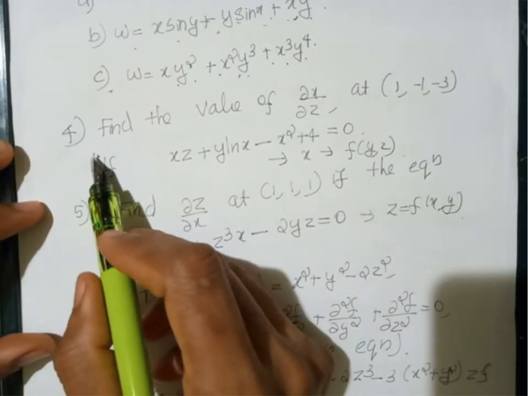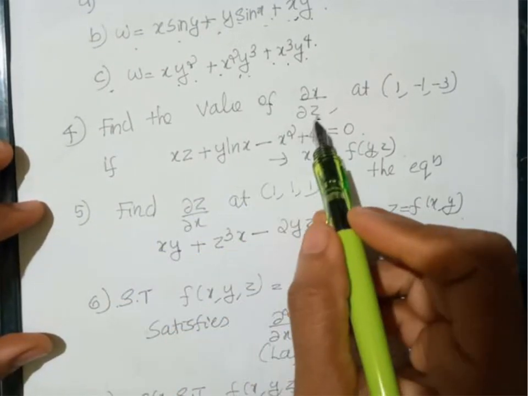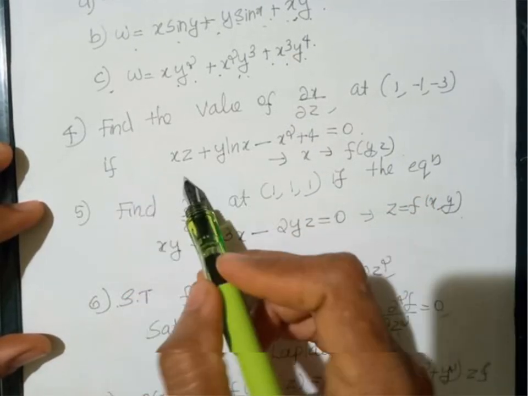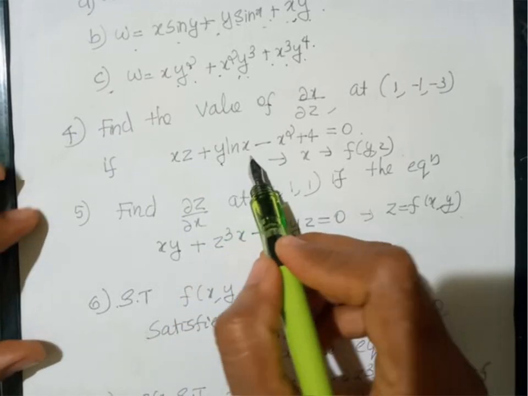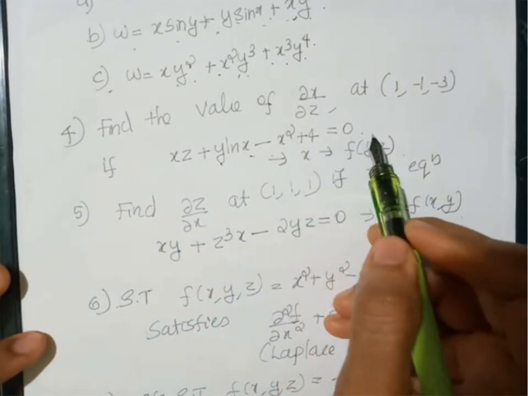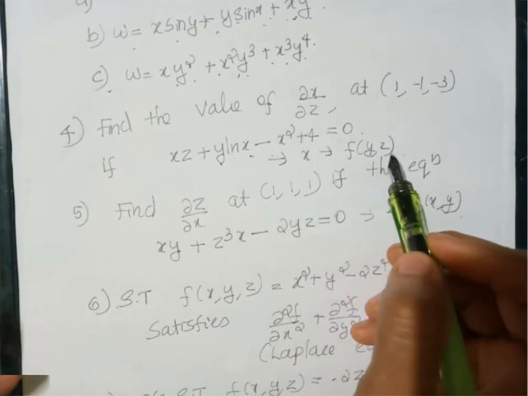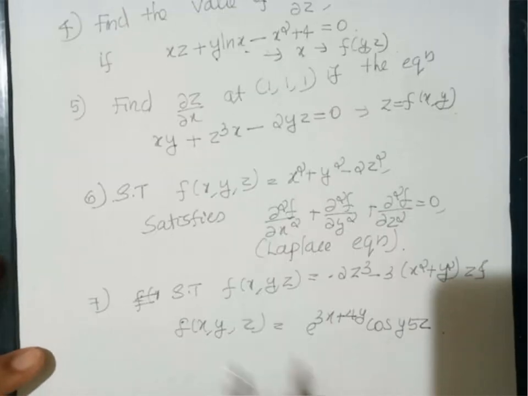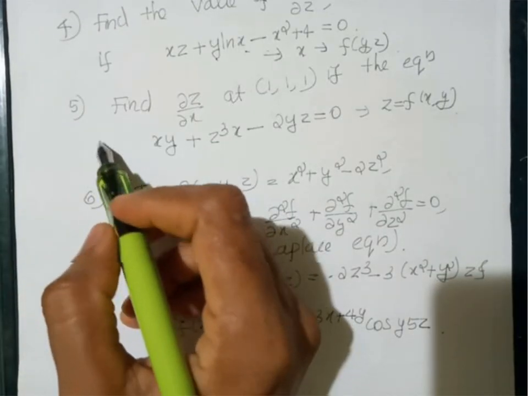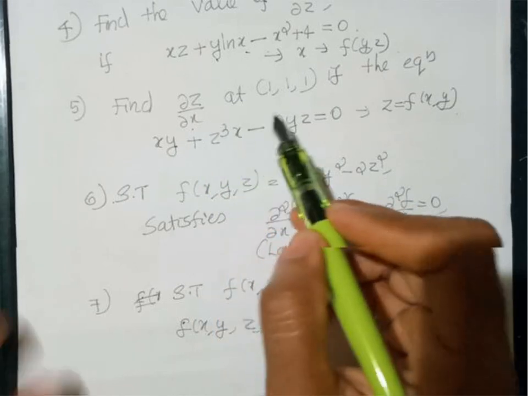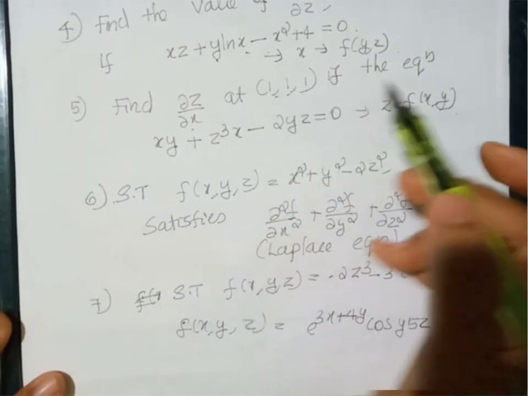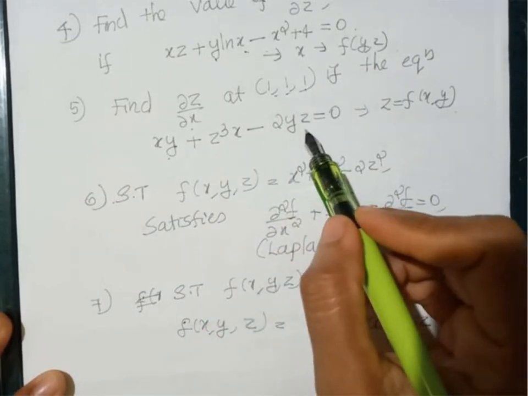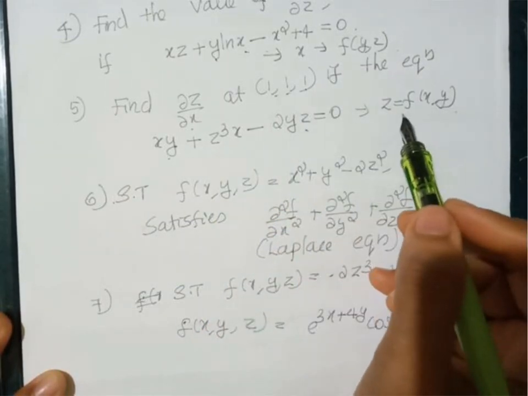And the fourth one: find the value of ∂x/∂z at (1,−3) if xz + y log z − x² + 4 = 0. Here x is a function of y and z. Again, two more questions. Find ∂z/∂x at the point (1,1,1) if the equation xy + z³x − 2yz = 0, where z is a function of x and y.